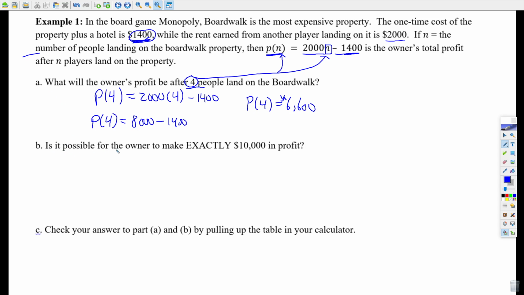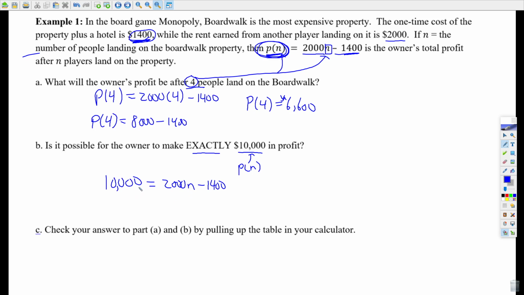Okay, part B. Is it possible for the owner to make exactly $10,000 in profit? And that's what we're going to check in the calculator. So the question is, if we know the profit is $10,000 and we look at the profit on this side of the equation, that's where the profit is. They're asking, can this side, the left-hand side, ever be equal to $10,000? Can you ever have P of n equal to $10,000? Can you have 10,000 on the left-hand side and figure out how many people you'd have to make it $10,000?